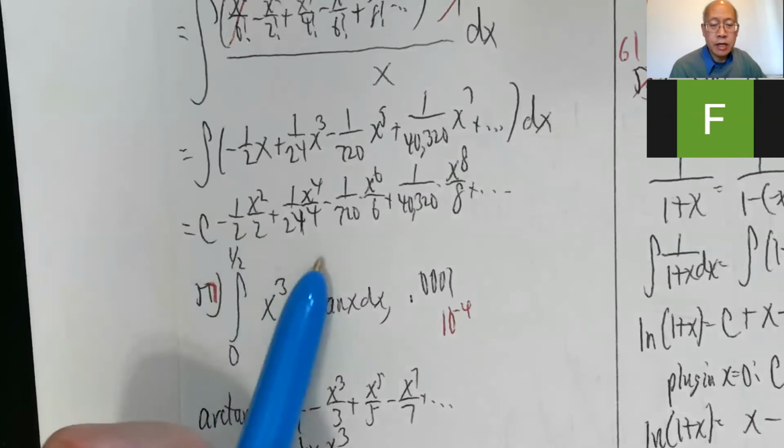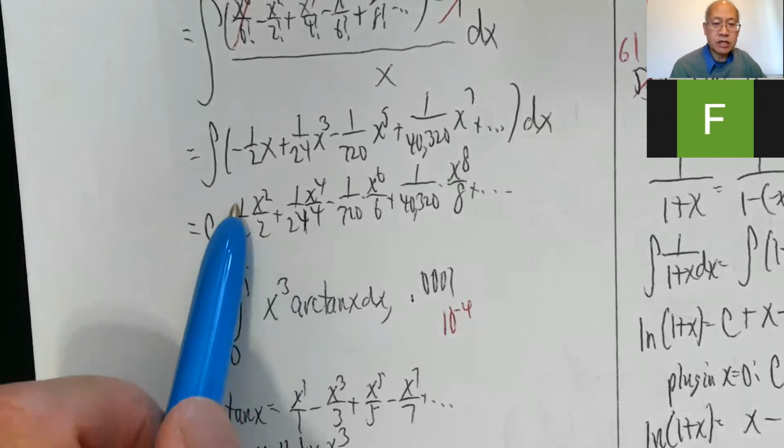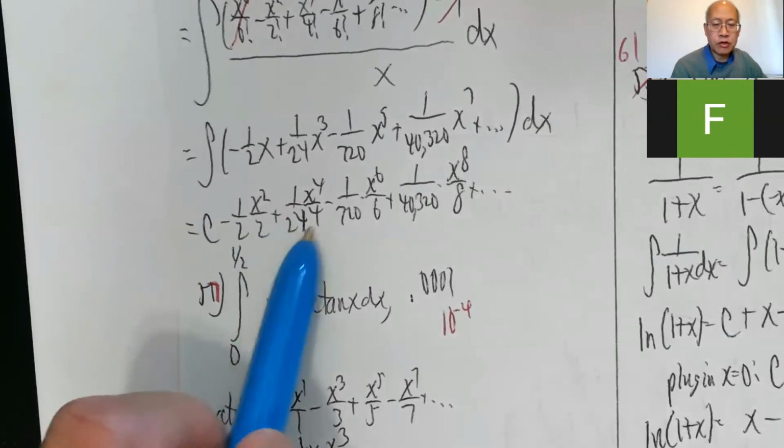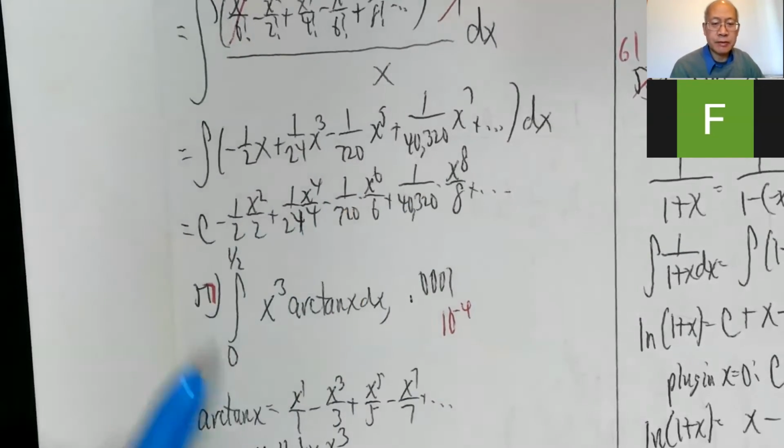You could do arithmetic very well, but I won't take up class time for that. That's 1/4. That's 1 over 24 times 4 is 96. And, you know, clean up the rest of that.